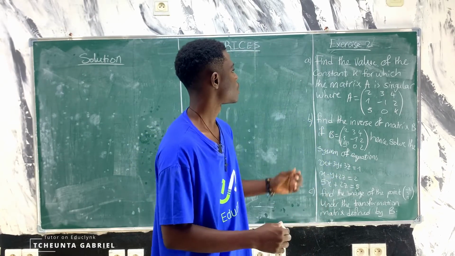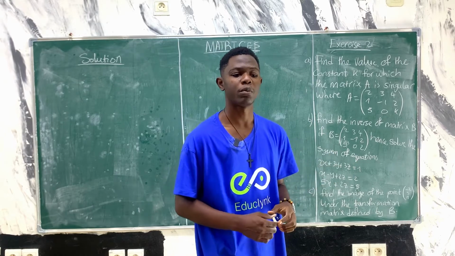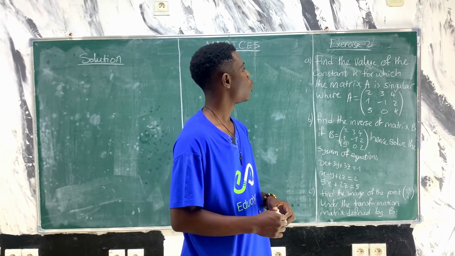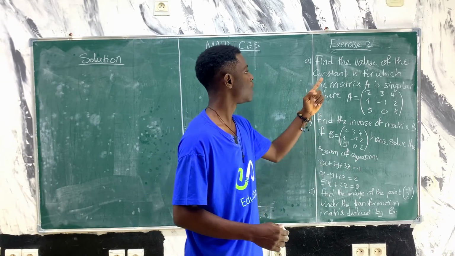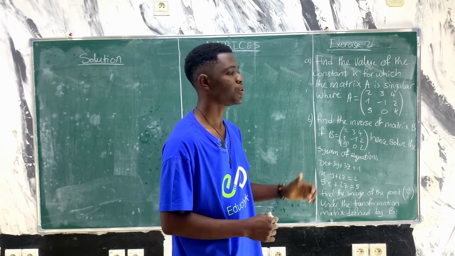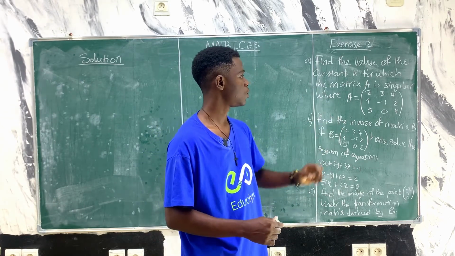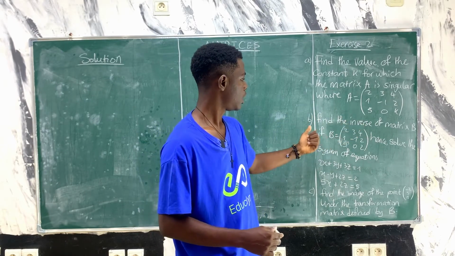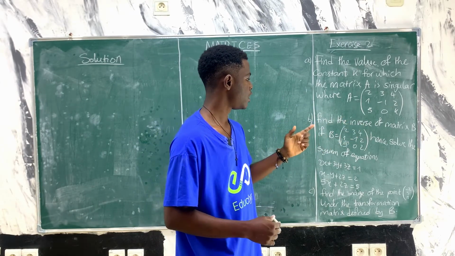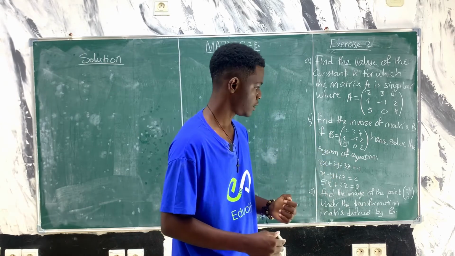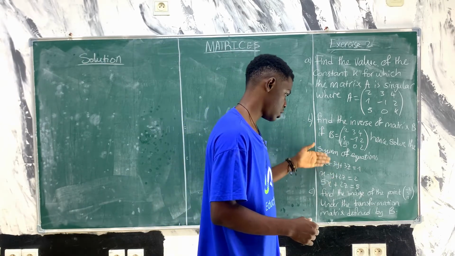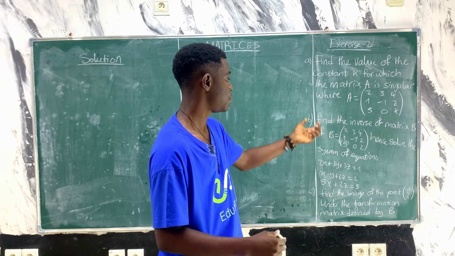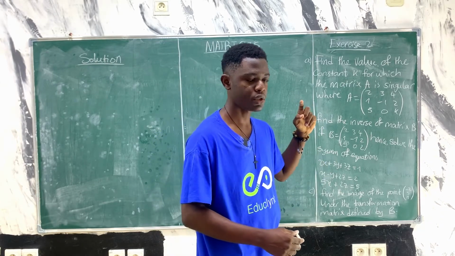So we are on the second exercise on the topic of matrices. The exercise goes: find the value of a constant k for which the matrix A is singular, where A is this. B says find the inverse of the matrix B, hence solve the system of equations this. So this B part is quite similar to the A part which is before.